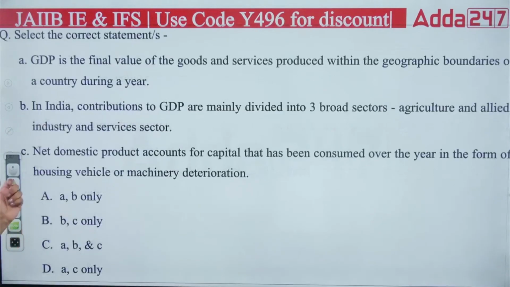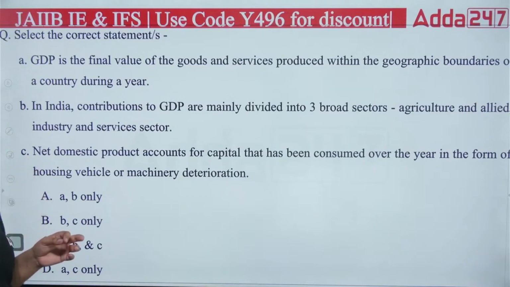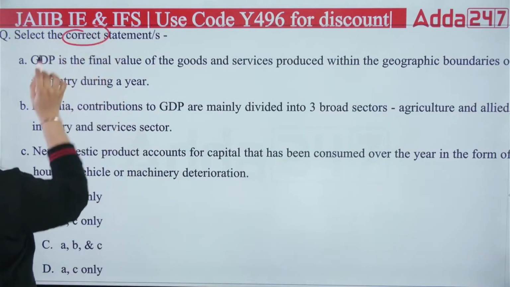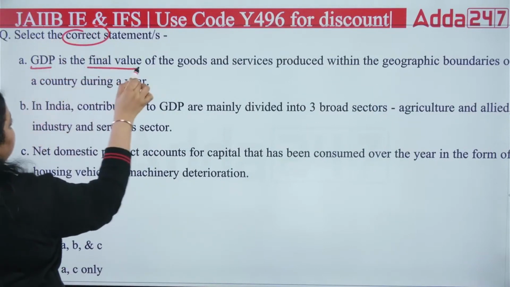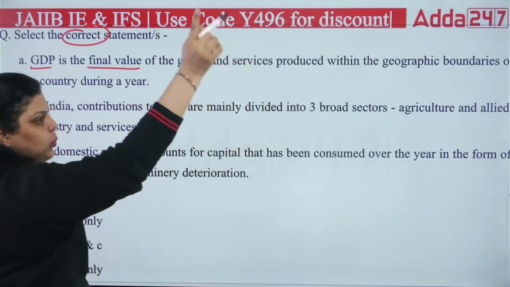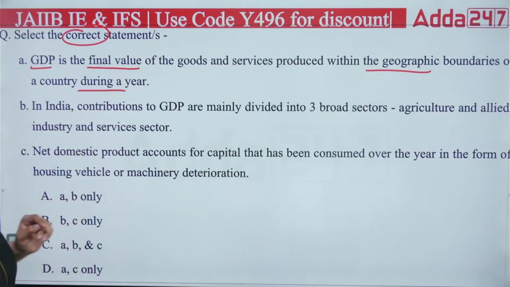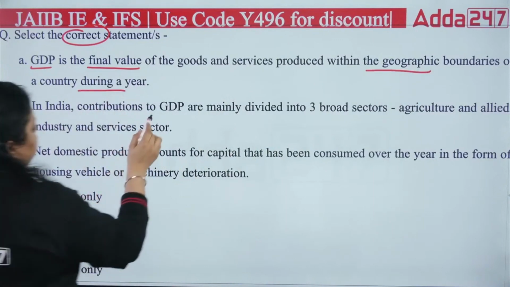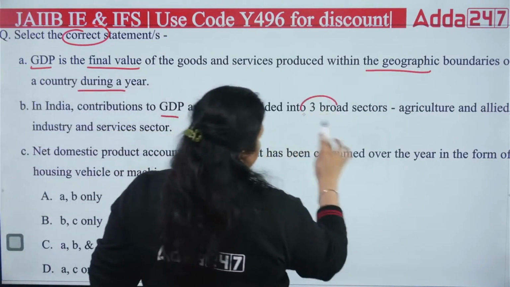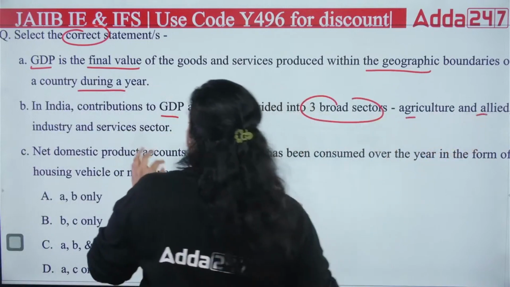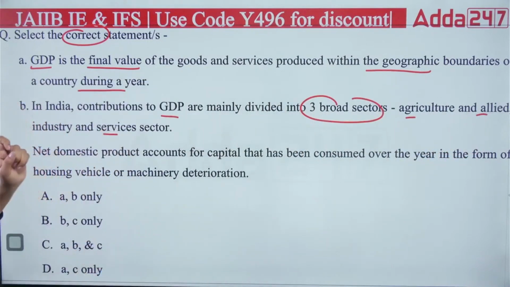Next question, again statements have been given. You have to find out the correct statement about the GDP. First is saying GDP is the final value of all goods and services produced within the geographical boundary of a country during a financial year. Second, in India, contributions to GDP are mainly divided into three broad sectors: agriculture, allied industries, service sector.